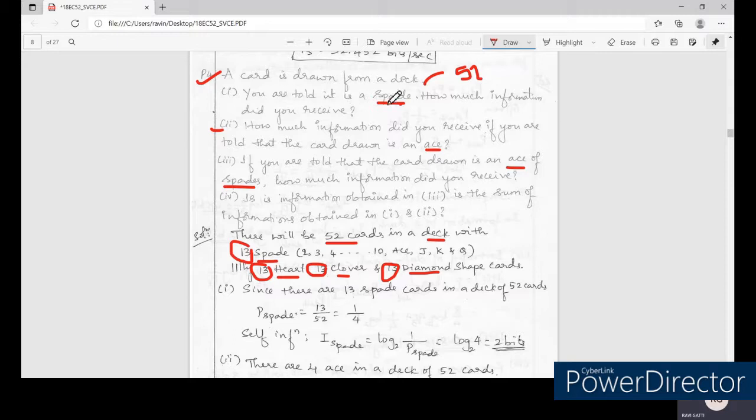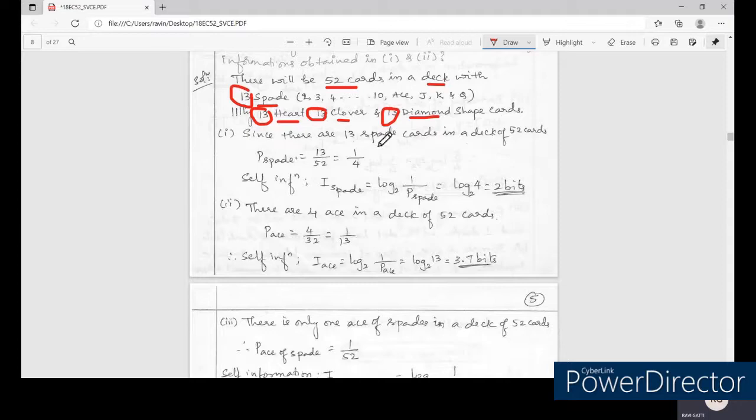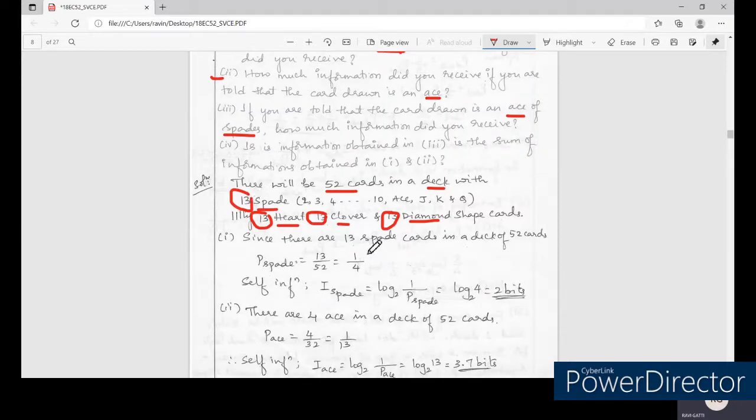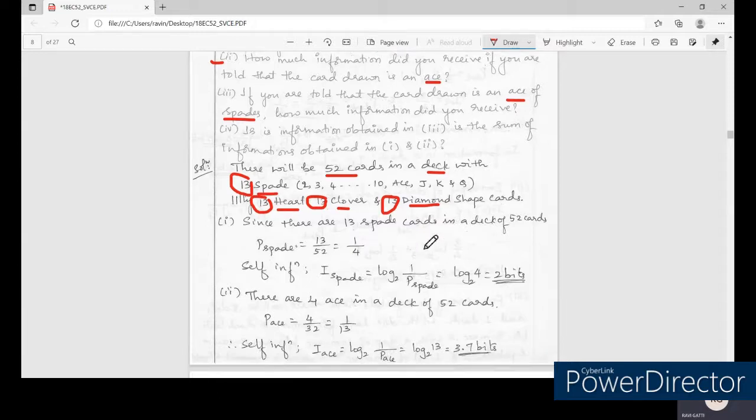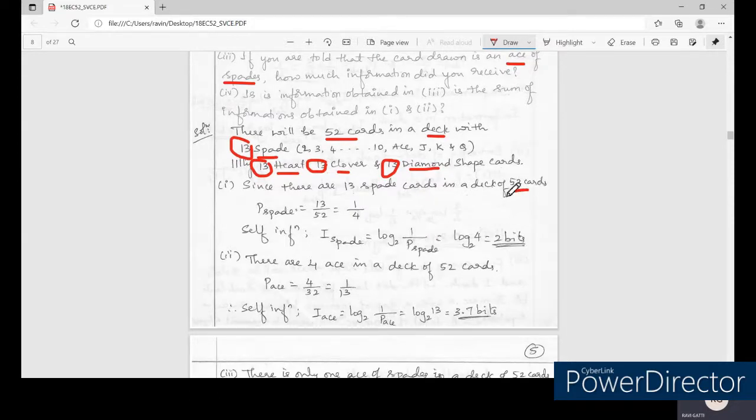First you need to calculate the probability of getting a spade. If you calculate the probability of getting a spade card, then you can calculate the self information of this message. Since there are 13 spade cards, among 52 cards, the probability of getting a spade card is 13 divided by 52, which gives 1 by 4. Therefore, self information is log of 1 divided by P(spade). If I substitute that, you will get 2 bits of information.